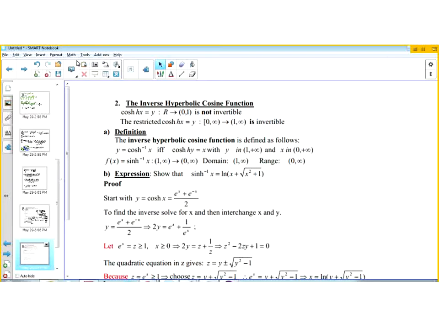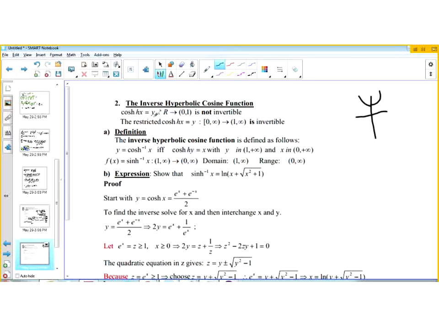Now, we saw from the graph that the hyperbolic cosine function is a many to one function. So let's go back. You remember the graph of the hyperbolic cosine function was a catenary shaped figure. It had a vertex, a minimal point at 0, 1. So it's not one to one. And so according to this note, we have to restrict the domain.